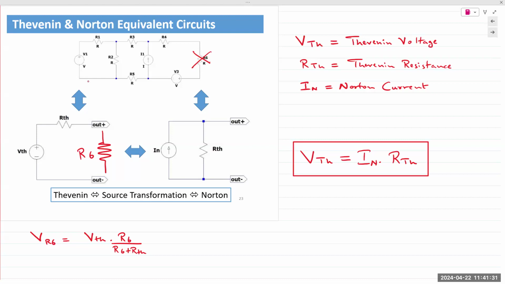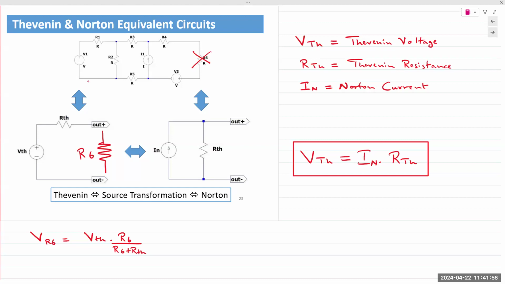So in some cases, it is not possible to reduce the circuit to REQ. Also, if you have dependent sources, which you have not studied yet so far in this class, you cannot eliminate those dependent sources to determine REQ. So for those cases, you cannot find RTH. You have to find IN and VTH and then calculate RTH from there.